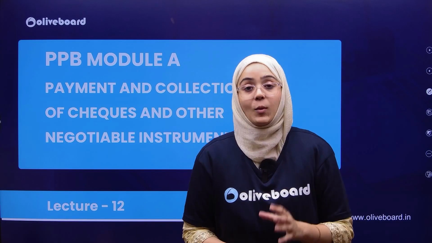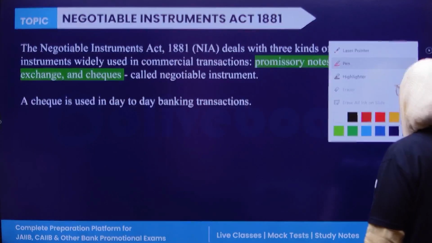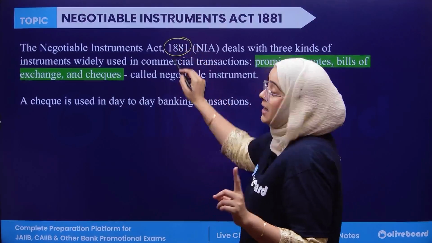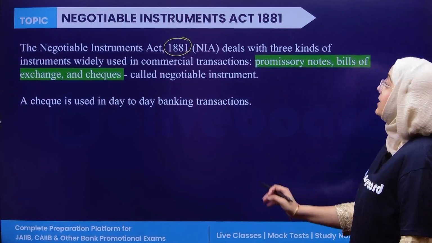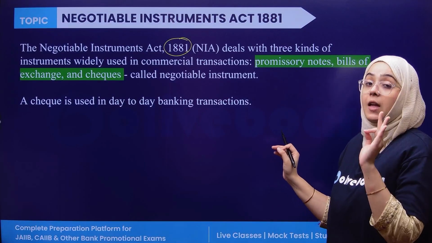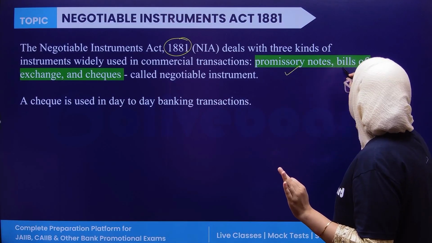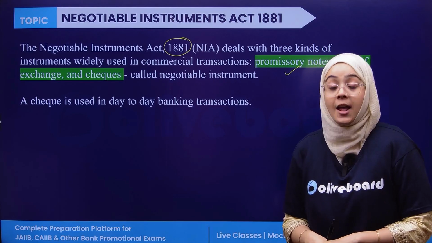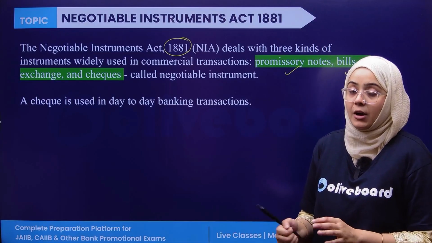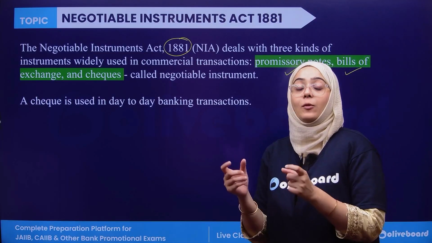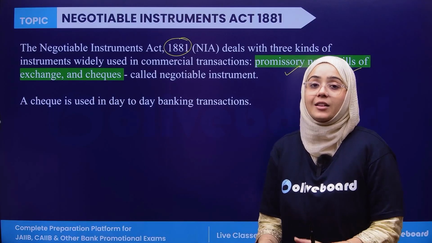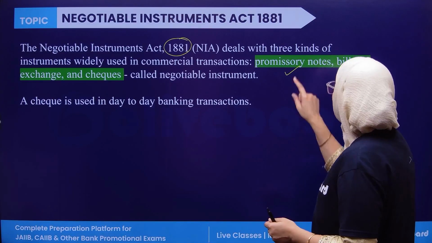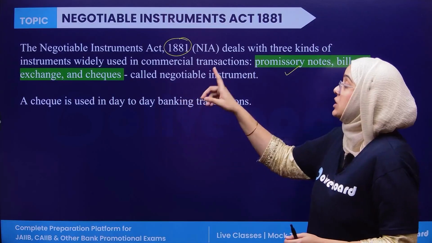So let's start with the very basic introduction. First of all, if we talk about the Negotiable Instruments Act, remember this act was passed in the year 1881. This act deals with three types of negotiable instruments, which are known as promissory note, bill of exchange, and checks. They are called negotiable instruments, which means that they can be transferred. Whoever is the holder of that instrument is considered the owner of that instrument. That is known as a negotiable instrument. So: promissory note, bill of exchange, and checks.